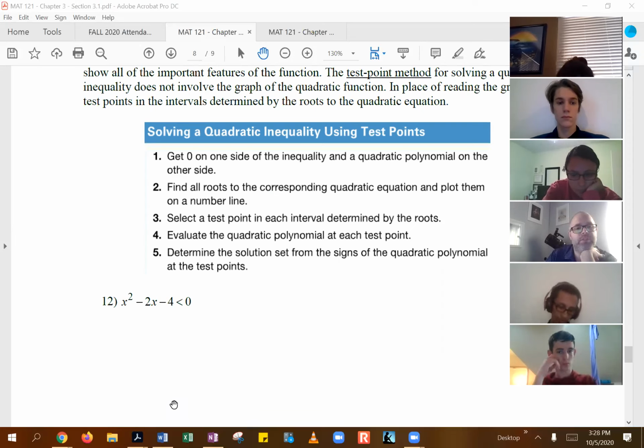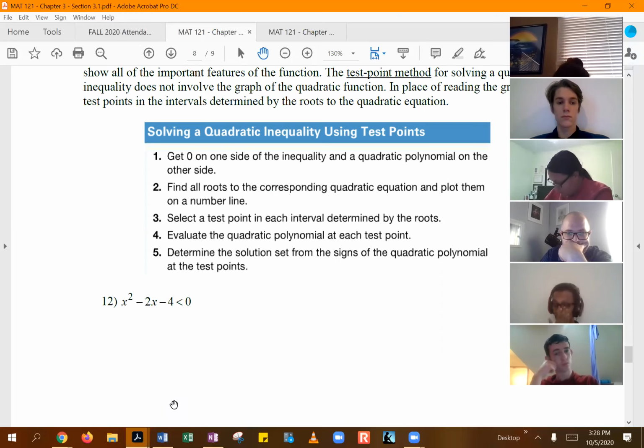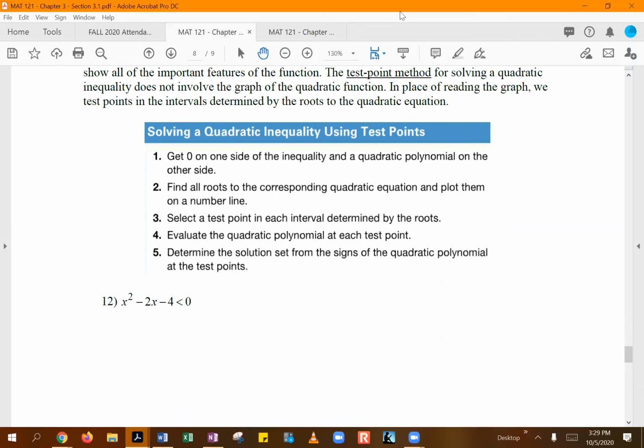So what happens with the test point method is, you get your inequality with 0 on one side and your quadratic expression on the other side. Then they're asking you to find all the roots. When they say find all the roots, what they mean is find your x-intercepts. So you can think of roots as being the solutions.